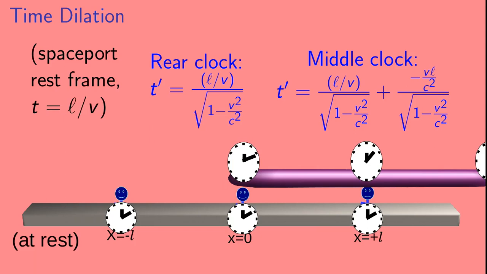Okay, so let's figure out the time on the middle spaceship clock at t equals L over v. We previously got the time on the rear clock at t equals L over v, so now we can just apply the offset that we just saw. This gives us the expression for t prime on the middle clock shown at right.